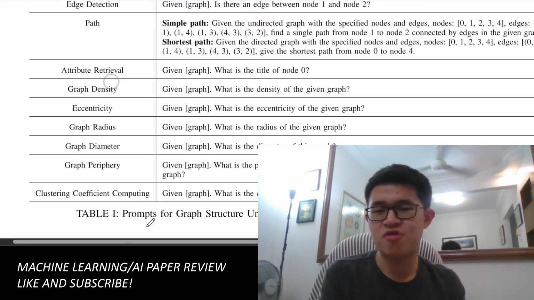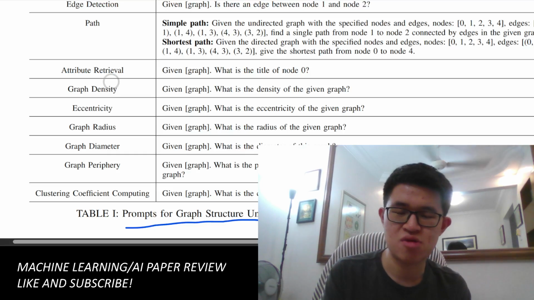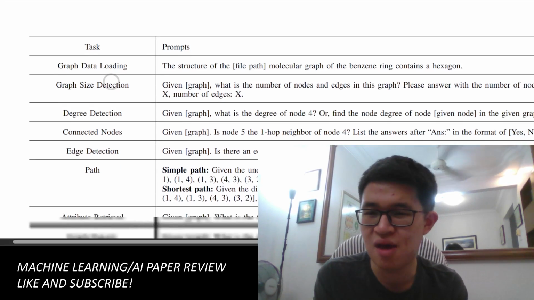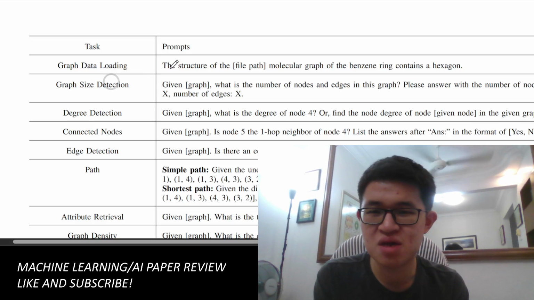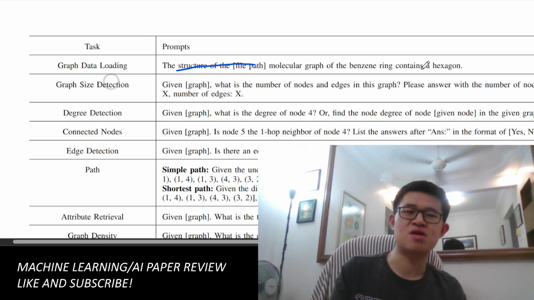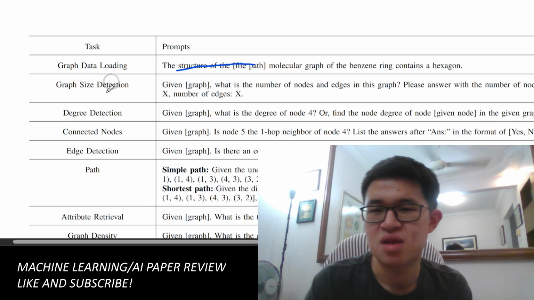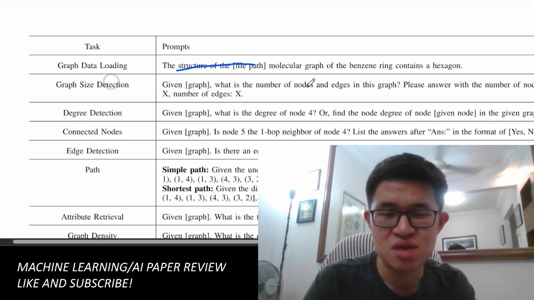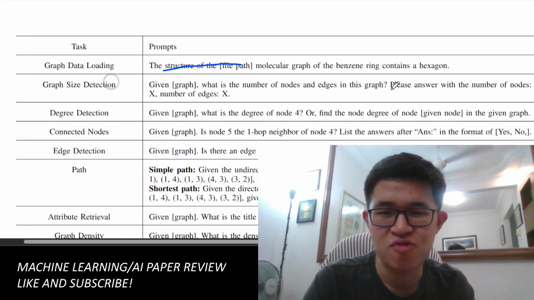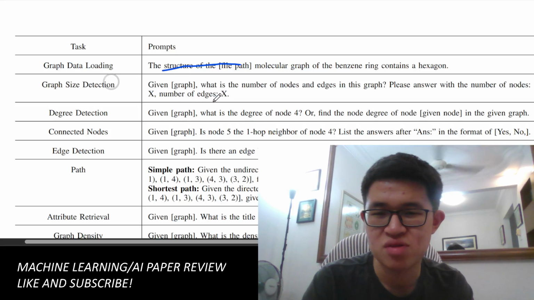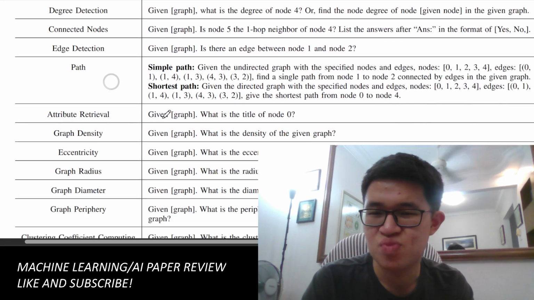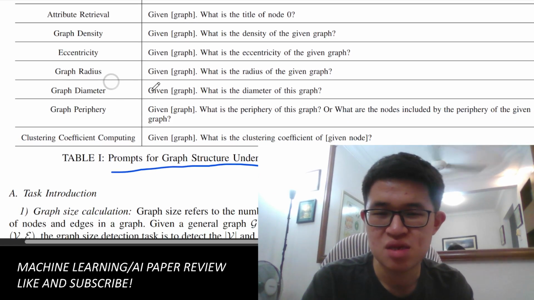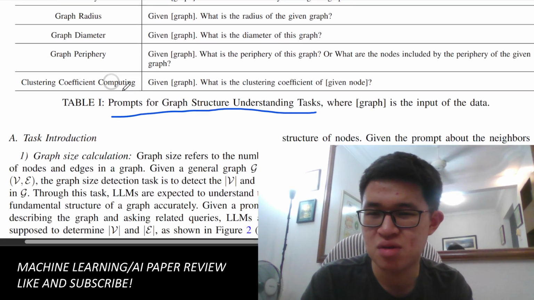So those are the graph structure understanding tasks, and look at this table right here. These are the prompts for the graph structure understanding tasks. We have graph data loading prompt. The structure of the molecular graph of a benzene ring contains a hexagon. Task: graph size detection. What is the number of nodes? Please answer with the number of nodes X, number of edges X. Right, so these are the prompts. I think we saw those a bit earlier.